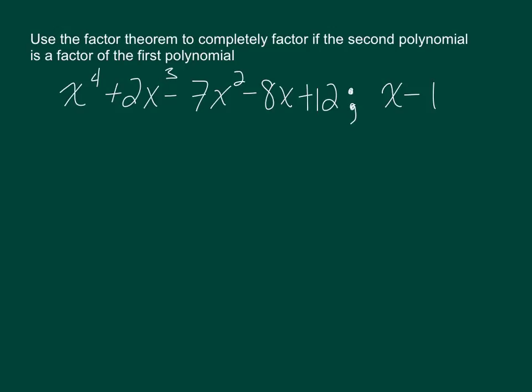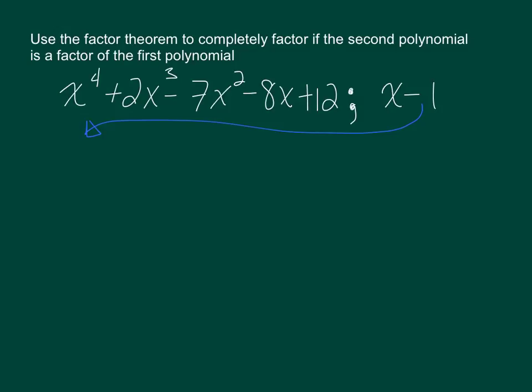Use the factor theorem to completely factor if the second polynomial is a factor of the first polynomial. Since we're given this information that the second polynomial is already a factor of the first polynomial, all we need to do is run through a synthetic division to double check that it is in fact a factor.